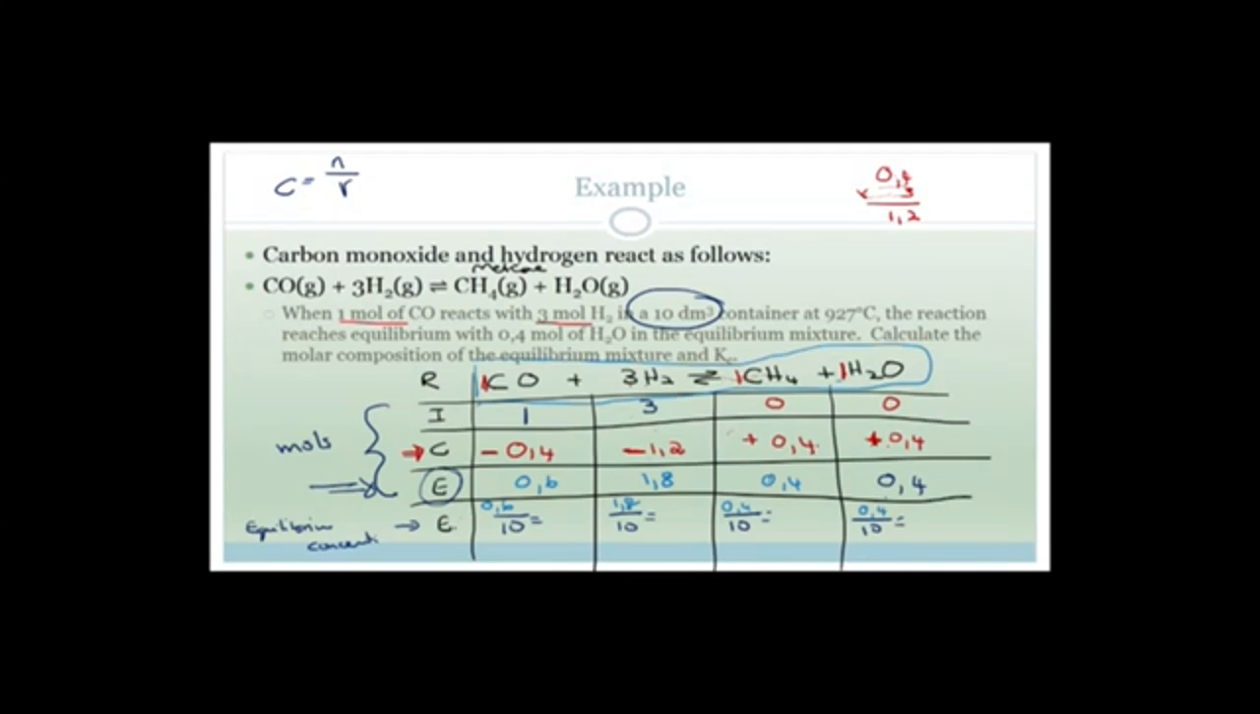Okay, right, everybody happy with that? Now all we have to do is divide by the 10 to find the concentration. So 0.6 divided by 10 is 0.06, 1.8 divided by 10 is 0.18, 0.4 divided by 10 is 0.04, and 0.4 divided by 10 is 0.04.